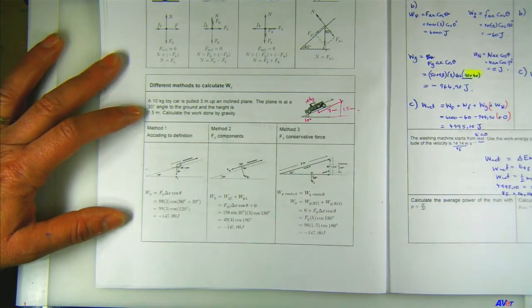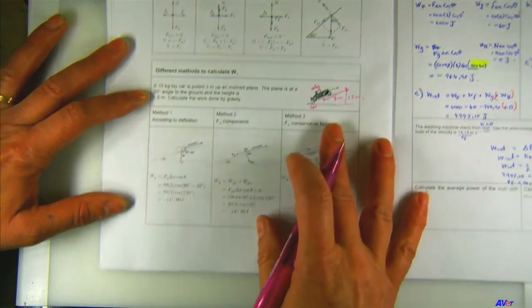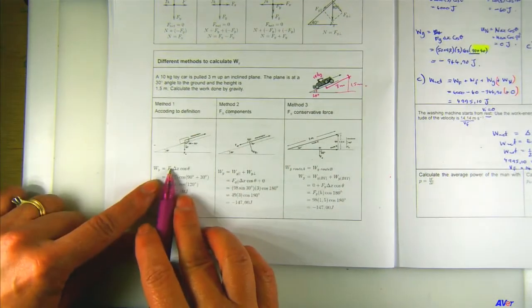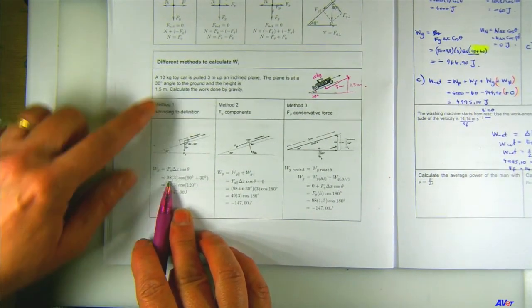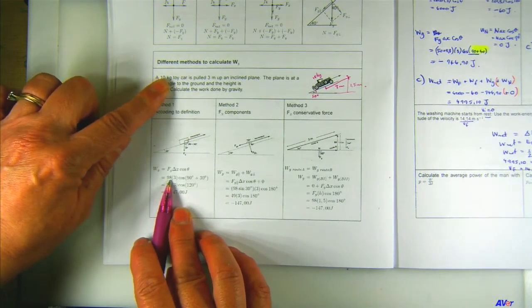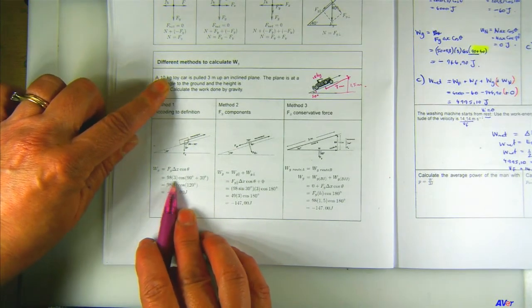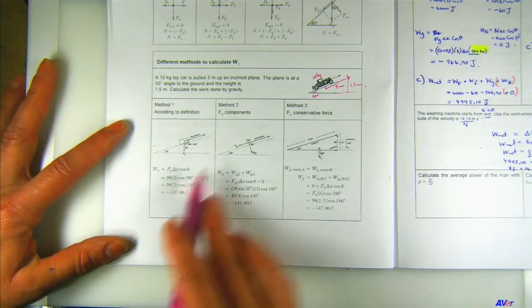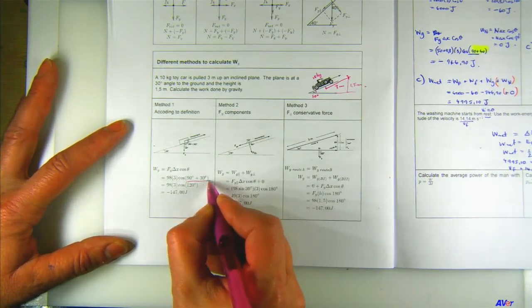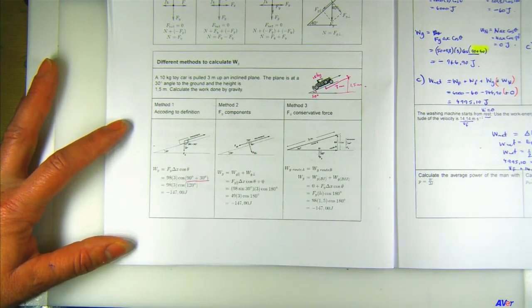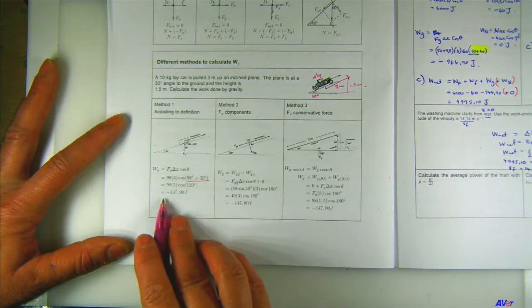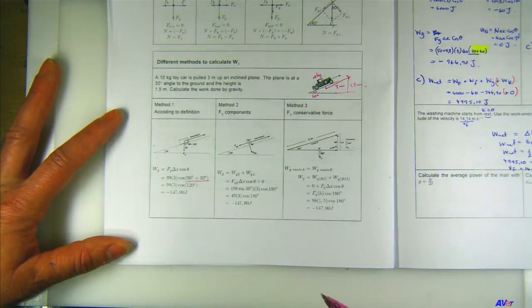Right. The method that we prefer to use is the one in the definition, right? So use the whole force. So it's 10 times 9,8 to get the whole gravity, times 3 times cos, it's moving up the plane, and if it's moving up the plane, it's 90 plus the bottom angle. Right, and then you get minus 147 joule. Right, that's what I prefer you to do.